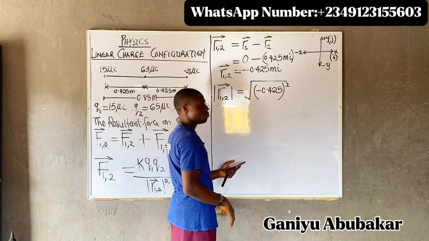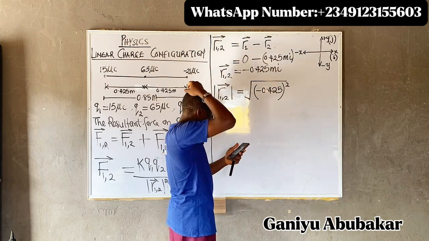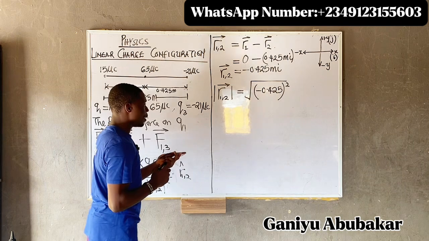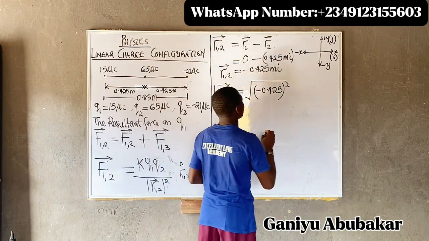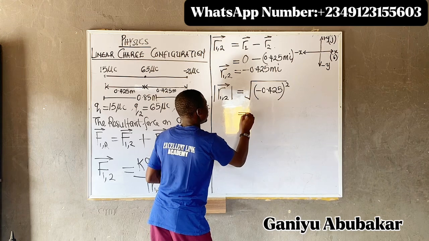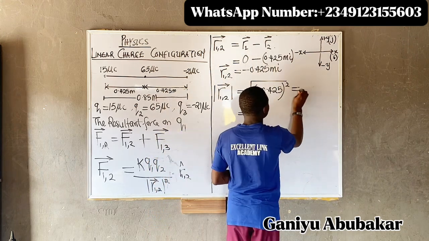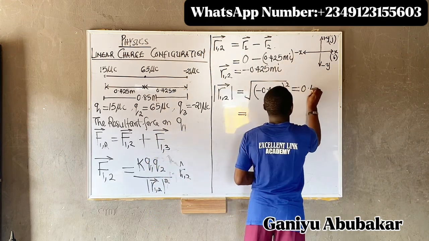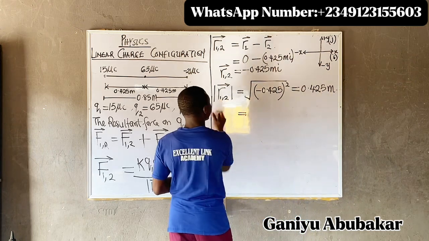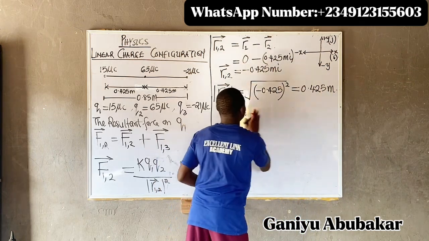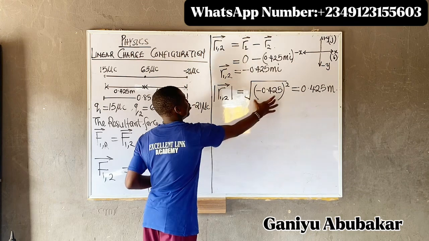That's magnitude. All right. If I should proceed from here, if I take the square root of this term here, if I punch a calculator very well, this value should give me 0.425 meters, because it's R and R is distance. So I have this value. If you punch this calculator, you have that value.